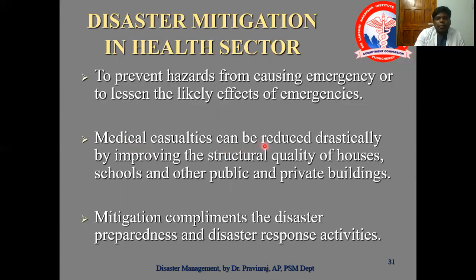Medical casualties can be reduced drastically by improving the structural quality of houses, schools, and other public and private buildings. So we basically have to improve the quality of houses, schools, and other public and private buildings. Then mitigation complements disaster preparedness and disaster response activities.